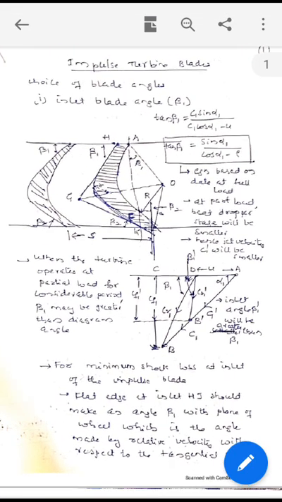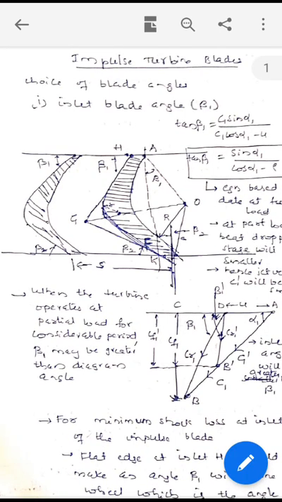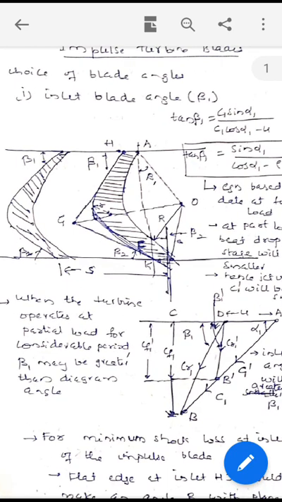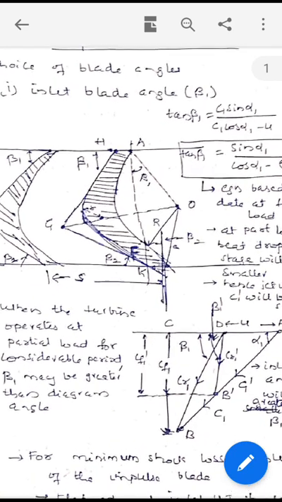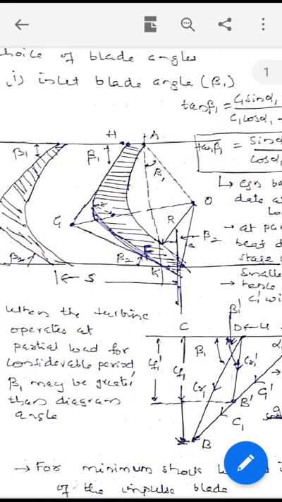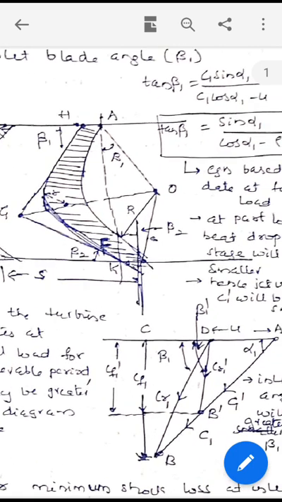Today we shall study about the impulse turbine blades. In that, first, choice of blade angles. First is inlet blade angle beta 1. For shockless entry to the blades, the flat edge of the blade HG should make an angle beta 1 with the tangent of the wheel. The angle beta 1 being the angle made by the relative velocity at inlet.